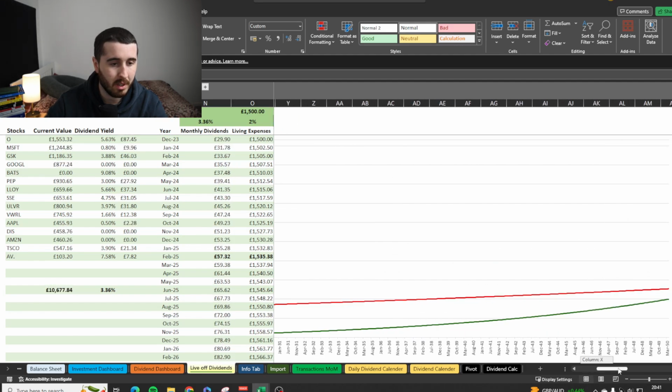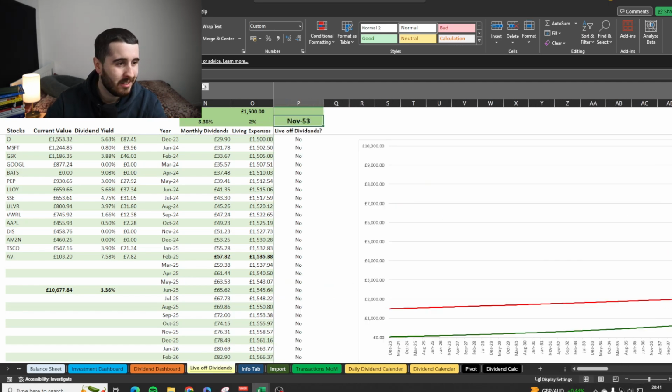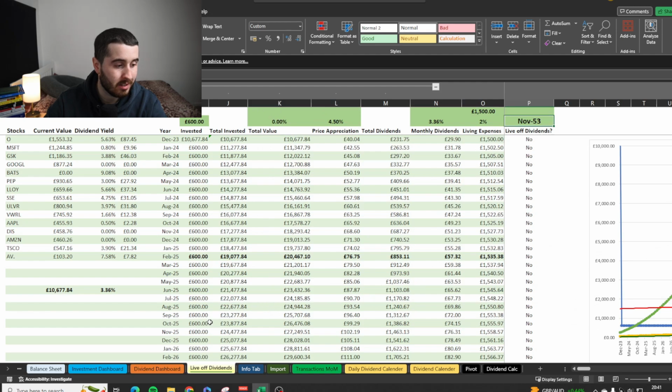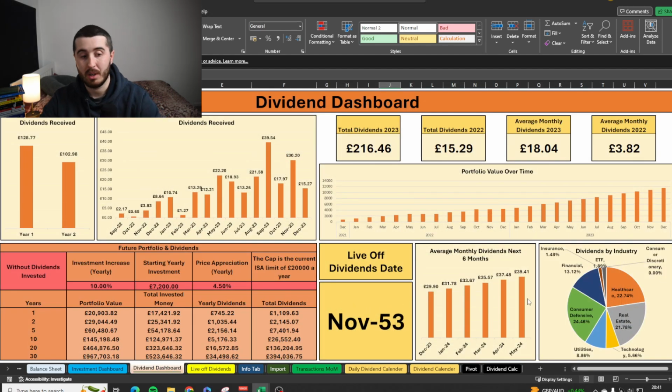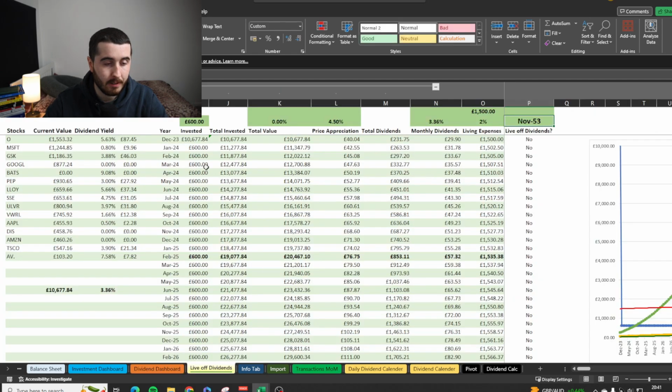That's like £9,000 a month in 2069. Anyway, that's how the live off dividends date works. And then this average monthly dividends going forward takes from here and basically extrapolates what your dividend growth could be based on your current figures.